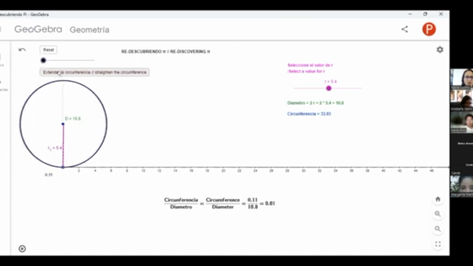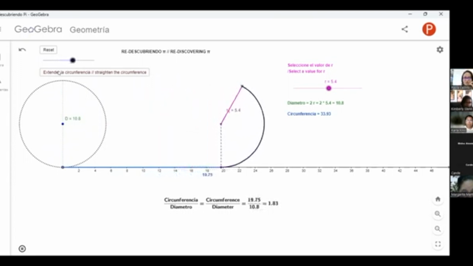So then what did I do? I did something similar. What I did was to turn it around and extend it, the same thing you did. You're turning it around, you extend it, and see. I extended it, and then I can see that mine is 33.93 when my diameter was 10.8. And I'll divide this value that he obtained with a long piece of yarn by the diameter. In my case, it was 33.93 for 10.8. How much would that be? You can put it in the chat.